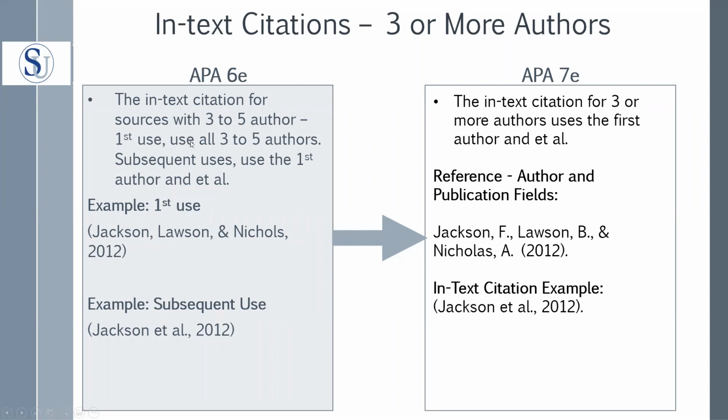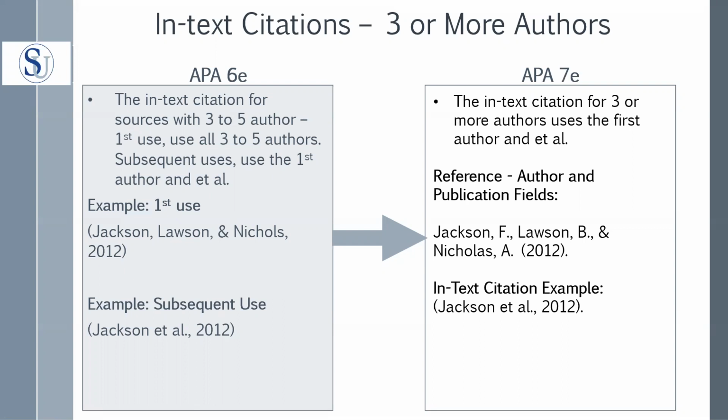So the rule for 3 to 5 authors in the 6th edition indicated that the first time your source material had 3, 4, or 5 authors, the first time you would do an in-text citation, you would list all of the authors as well as the date of publication. And then for subsequent uses, you could list the first author et al. and the year of publication. So the 7th edition has made this a little bit easier. And of course, the rules for 1 author and 2 authors are still the same.